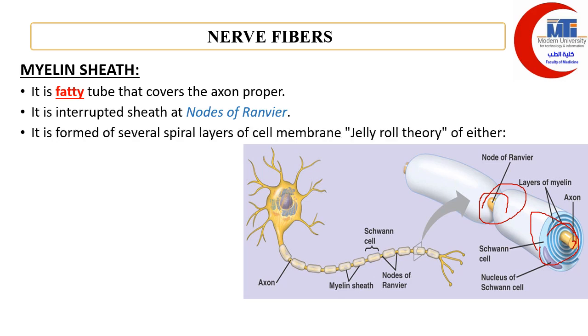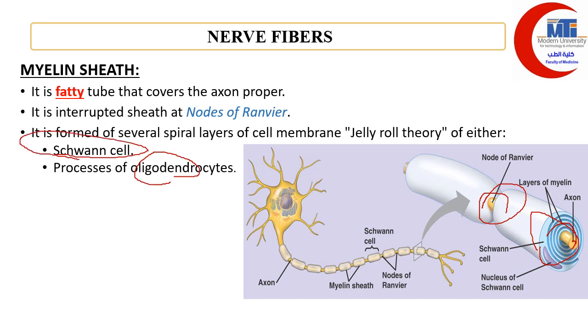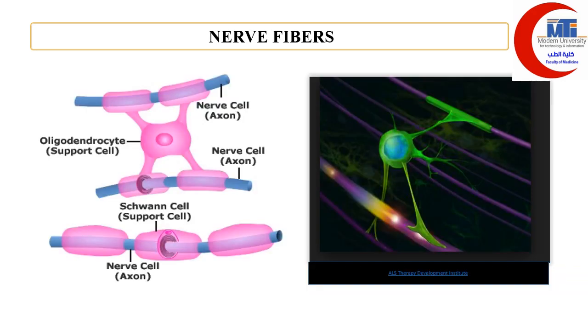It is formed of several spiral layers of cell membrane, like the jelly roll theory. It may be formed by either a Schwann cell or a process of an oligodendrocyte. What is an oligodendrocyte? It is the cell which forms the myelin sheath in the central nervous system, but the Schwann cell forms the myelin sheath in the peripheral nervous system. So it is very important: the Schwann cell forms the myelin sheath around the axons of the peripheral nervous system, and the oligodendrocyte in the central nervous system.